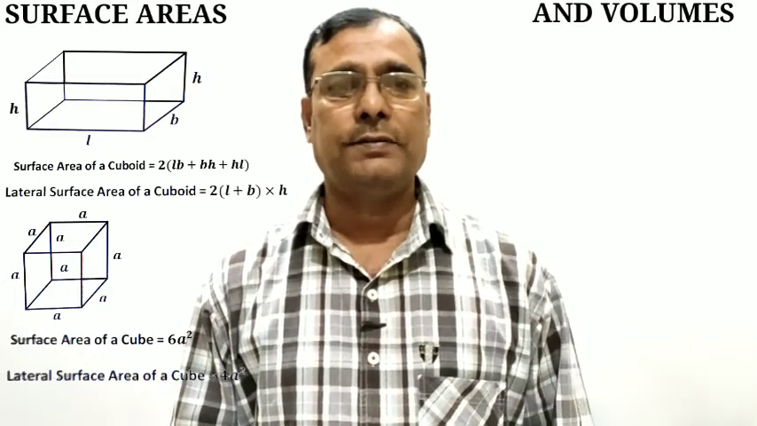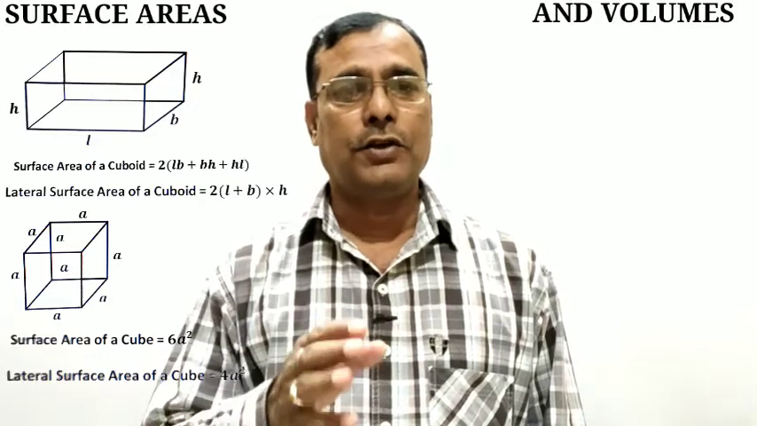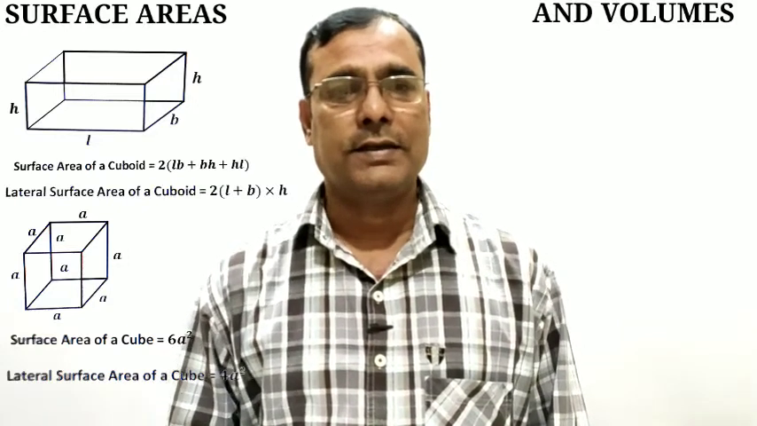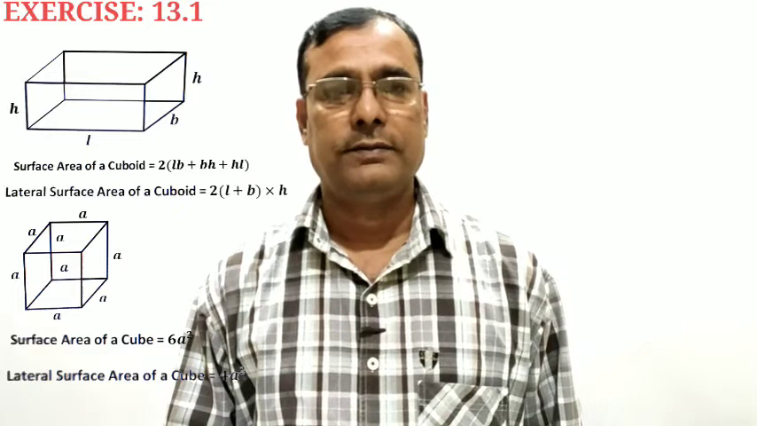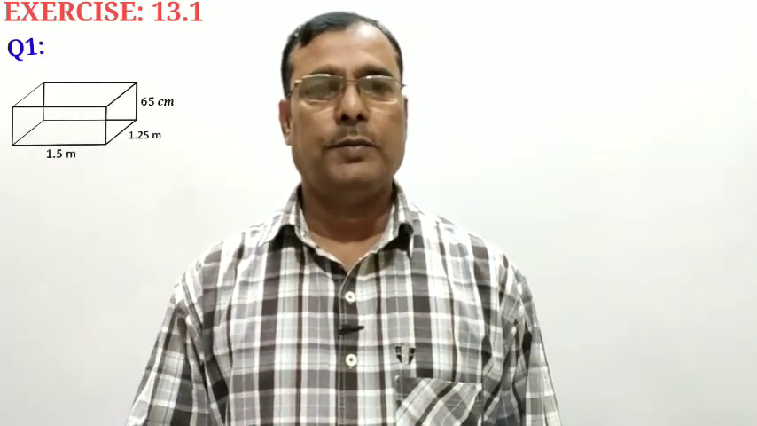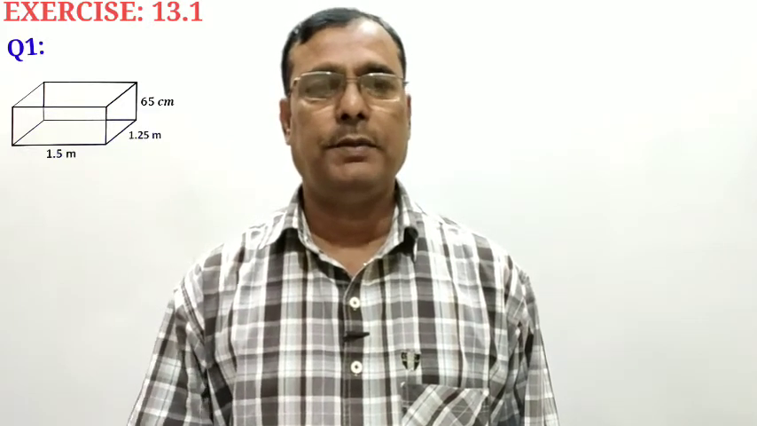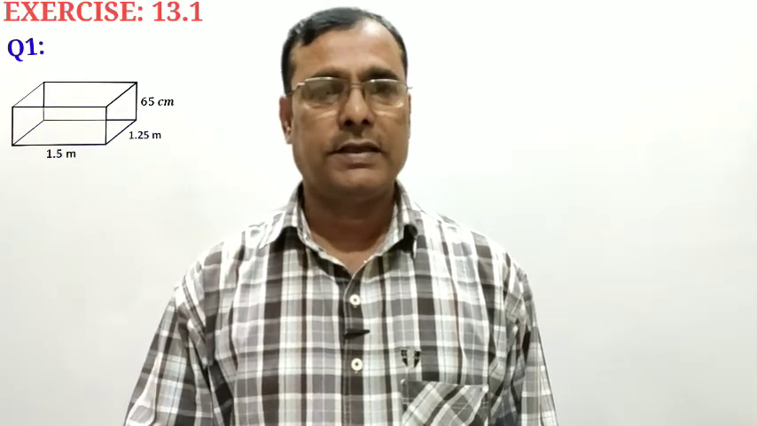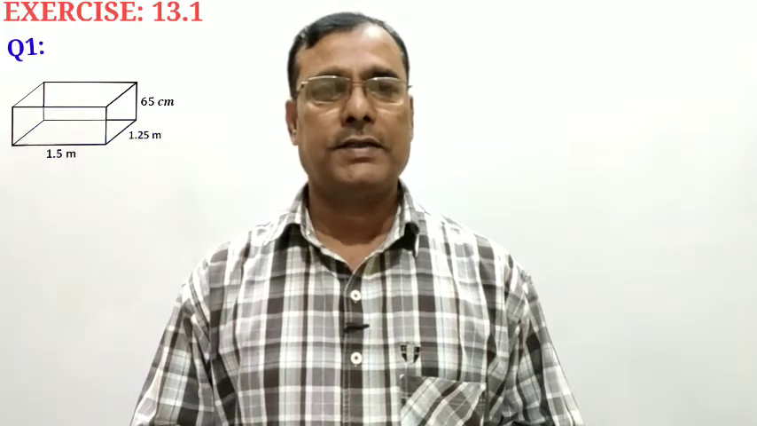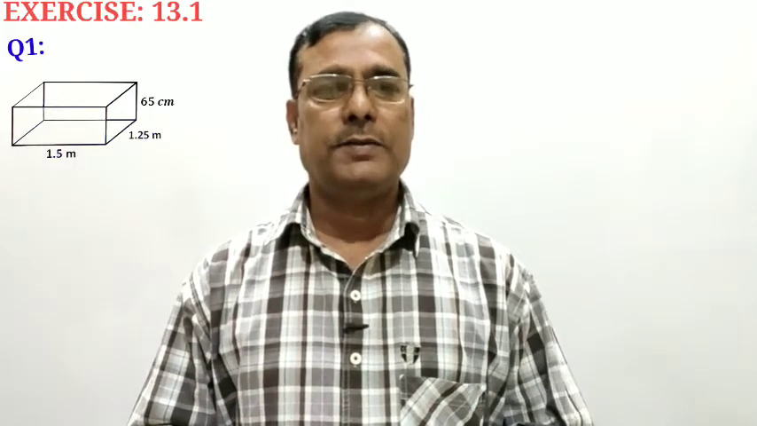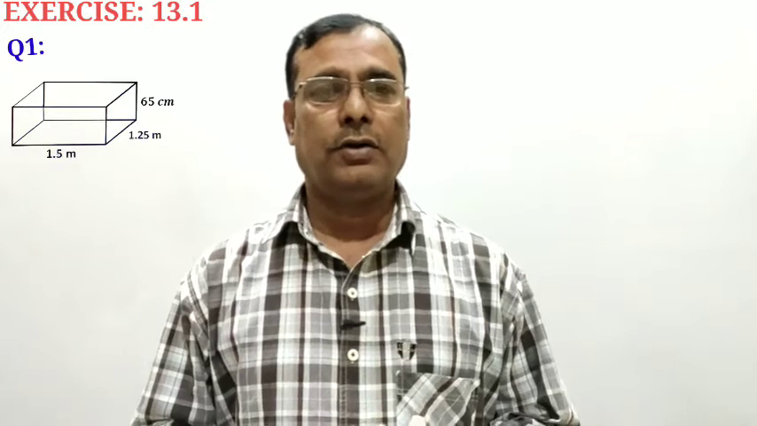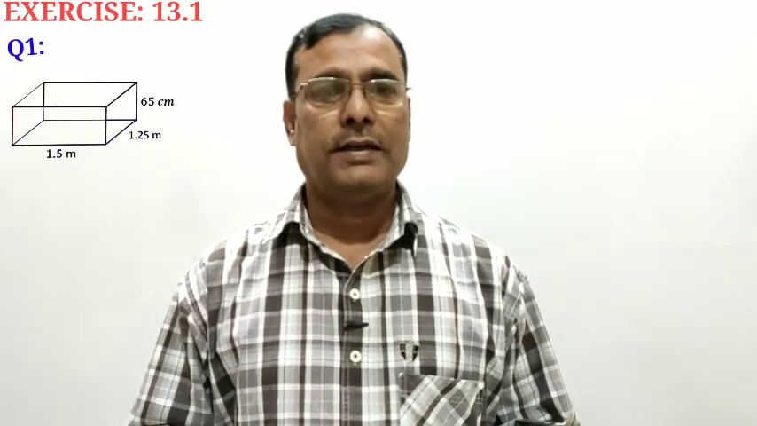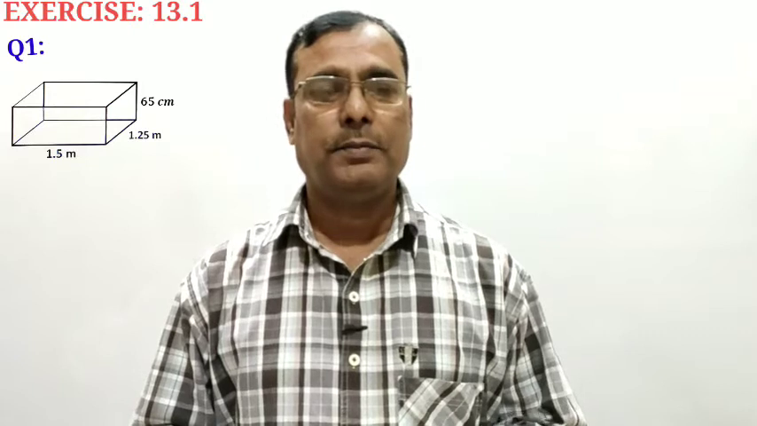Using these formulas for surface areas of cube and cuboid, let's start exercise 13.1. Question number 1 is: a plastic box 1.5 meter long, 1.25 meter wide and 65 centimeter deep is to be made. It is open at the top. Ignoring the thickness of the plastic sheet, determine the area of the plastic sheet required for making this plastic box, and also find the cost of the plastic sheet at the rate of rupees 20 per meter square.